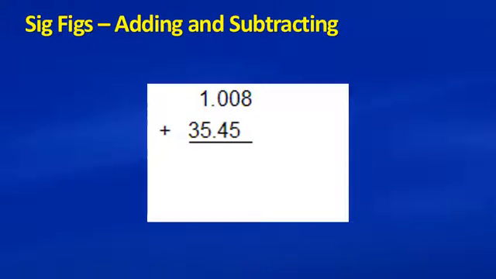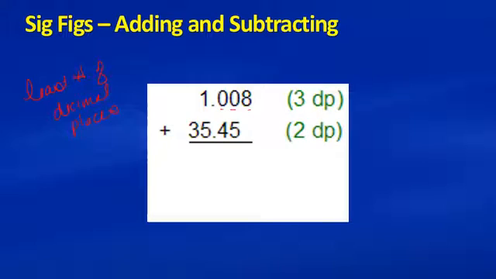Now, to add and subtract, what we're looking for here is the answer with the least number of decimal places. You can only be as accurate as your crappiest measurement. So in this very first term, we have 3 decimal places. In this term, second term, we have 2 decimal places. So how many should be in our answer?